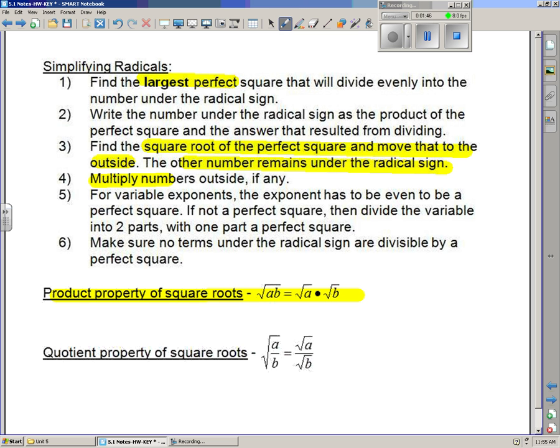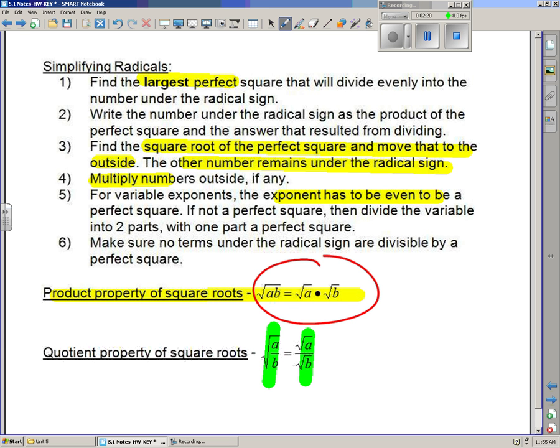If you have variables, in order to be a perfect square for the variable, the exponent has to be even. If it's not even, then I'll show you how you're going to figure out the exponent in a few seconds. And then again, make sure that no terms under your radical sign are divisible by a perfect square. Okay? So the product property of square roots is when you have one large perfect square and you break it up into two separates. The quotient property of square roots is when you have one big radical and you break them up into two separates.